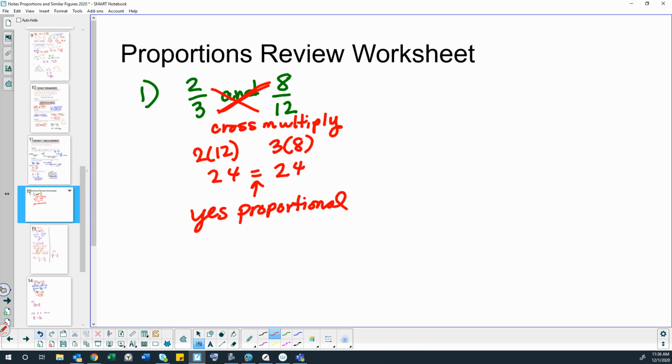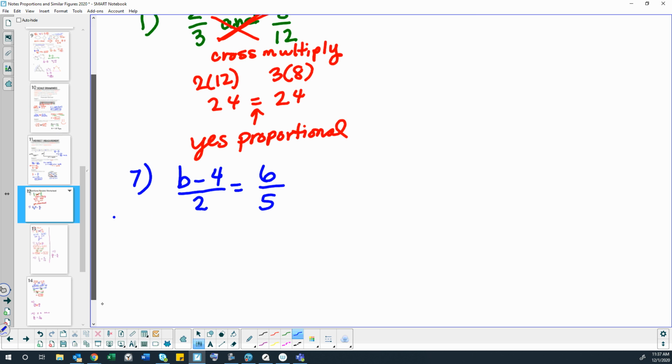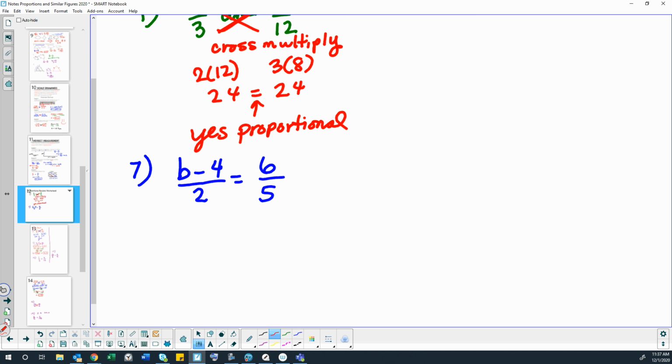Now, problems 5 through 10, you're solving proportions. So in those problems, you're also going to cross multiply, but this time, you're solving for the variable. So let's look at, I'm going to skip down to number 7. The 7 is harder than 5 and 6. So if you can do 7, you can probably do 5 and 6. So for 7, it says b minus 4 over 2 equals 6 over 5. So we're going to cross multiply 5 times b minus 4, and then 2 times 6.